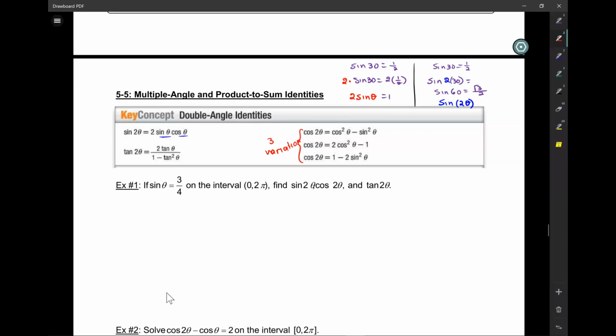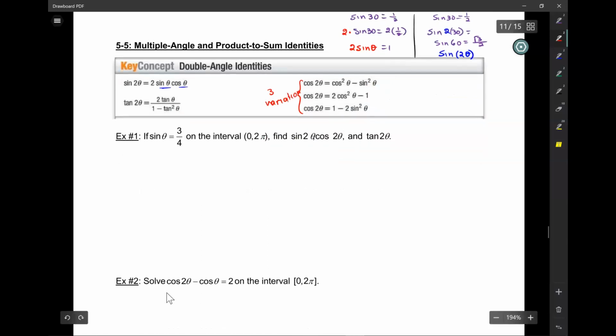I'm given sine of theta is 3 over 4, and I need to find sine of 2 theta, cosine of 2 theta, and tangent of 2 theta. Remember, no triangles, I need to use identities. So first of all, if I wanted to find sine of 2 theta, what does that call for? 2 times sine of theta, which I have, and cosine of theta. Do I have that? No. So before I even start that, I need to find cosine of theta. Is there a way to find cosine if I have sine? Oh, we know how to do that now.